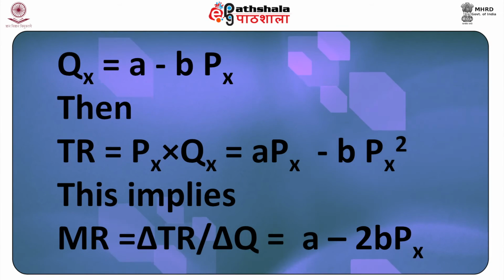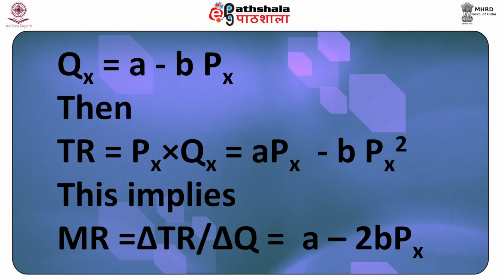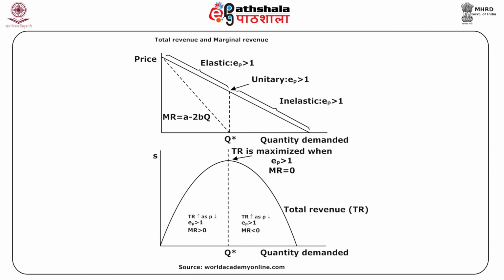For example, if the demand curve is Qx = A - B Px, then total revenue is price times quantity, and we get the expression A Px - B Px squared. This implies that marginal revenue, which is the change in TR by the change in quantity, is A - 2B Px. In figure 7, the graphical relation of the elasticity and the marginal revenue is depicted for a linear demand curve. Further, we will use the relation between elasticity and the change in TR discussed above to study the relation between elasticity and MR.